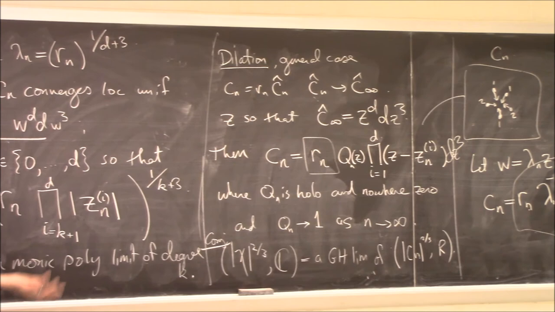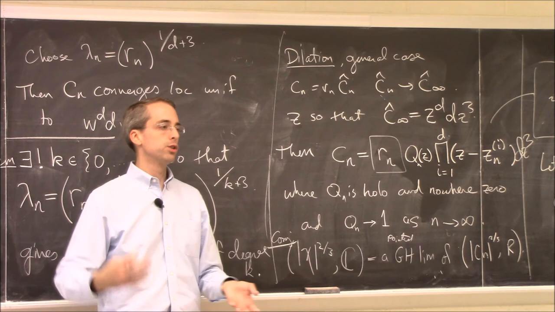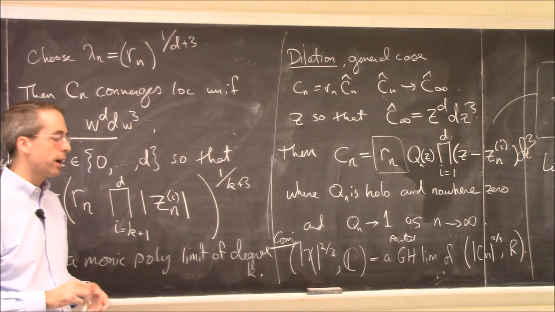So this would be another sense in which it's a local limit. It's a pointed Gromov-Hausdorff limit. So points whose distances are going to infinity under this procedure, you just forget about them and you take the things at finite distance. So they're also characterizing Gromov-Hausdorff limits, but of Hilbert metrics, not cubic differential metrics.